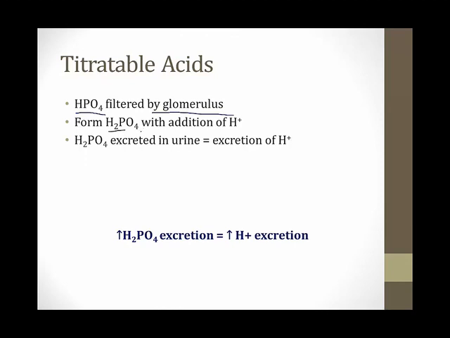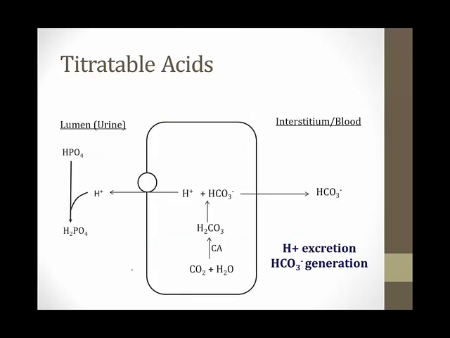It then forms the dihydrogenated form by addition of a proton. Then that dihydrogenated form goes out in the urine, and when it does so, it is carrying a proton. In other words, it is carrying acid with it. What this means is there is increased excretion of the dihydrogenated phosphate form anytime the kidneys are excreting more acid. And here's a picture of how this whole process works, just to make it very clear in your mind.